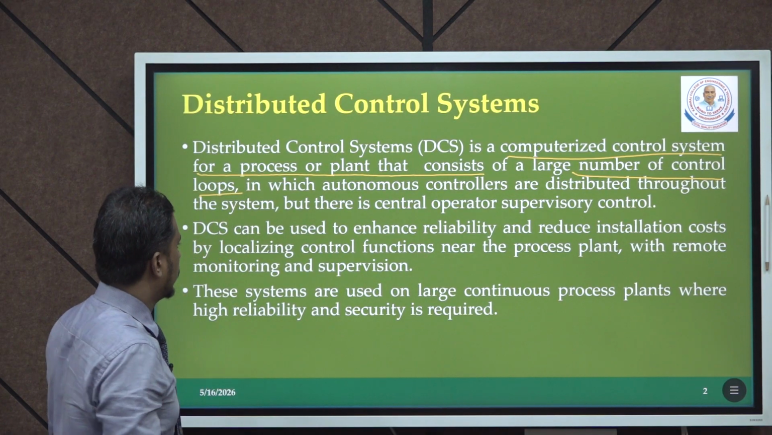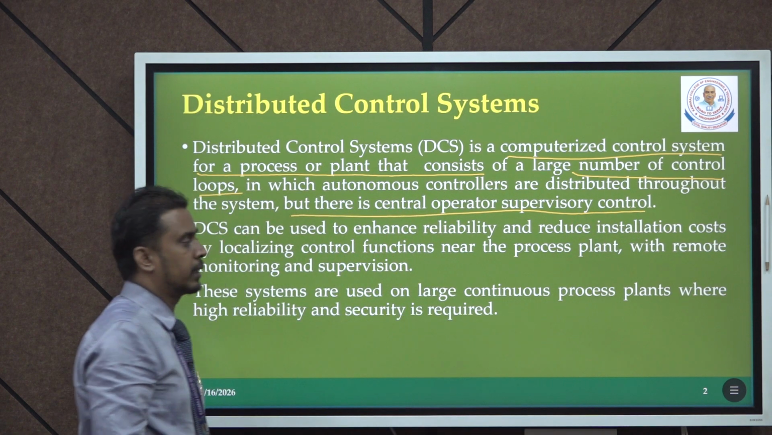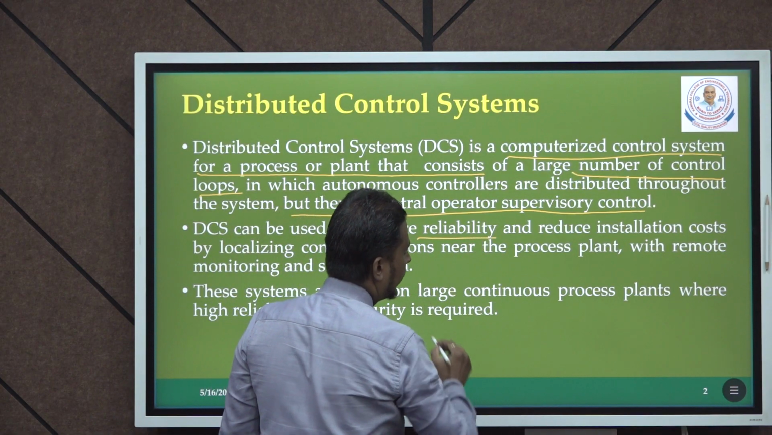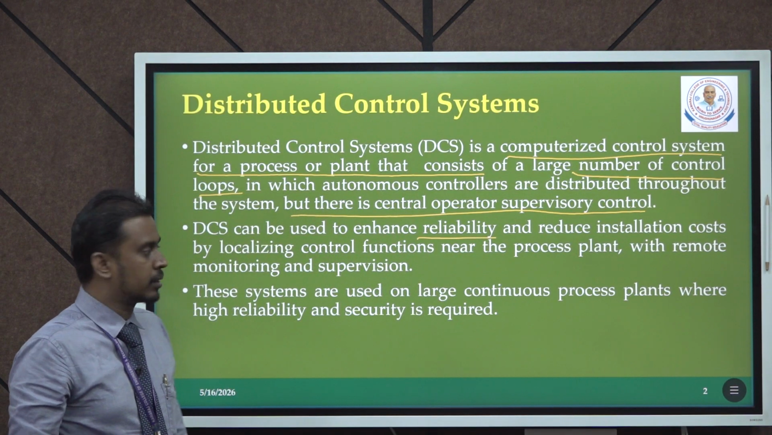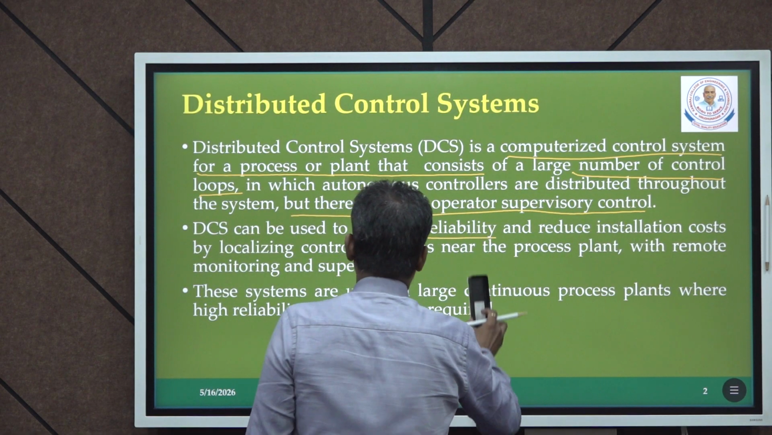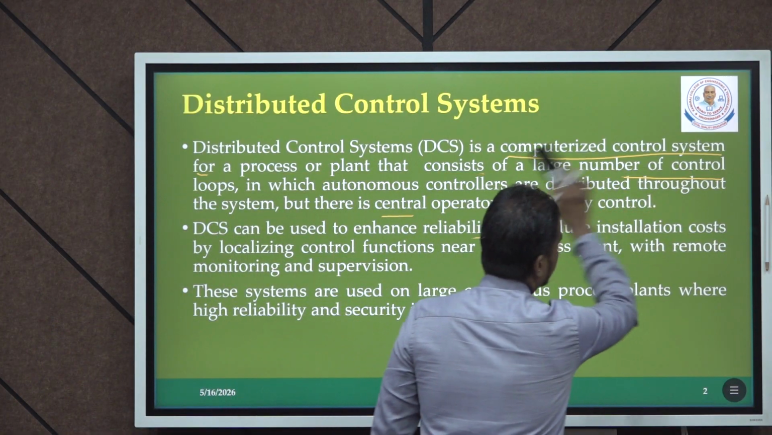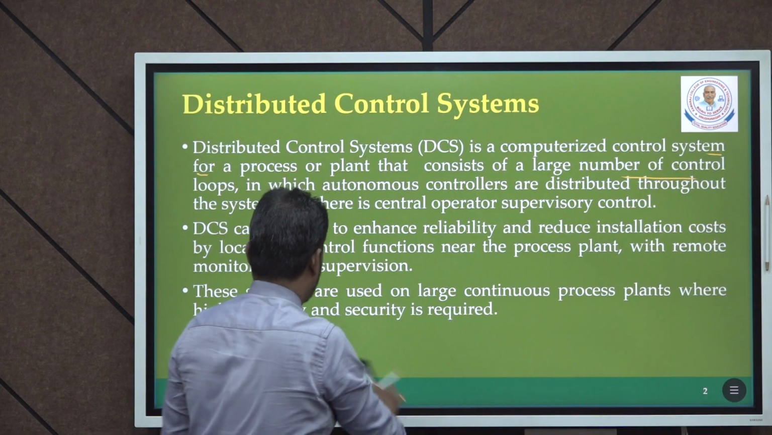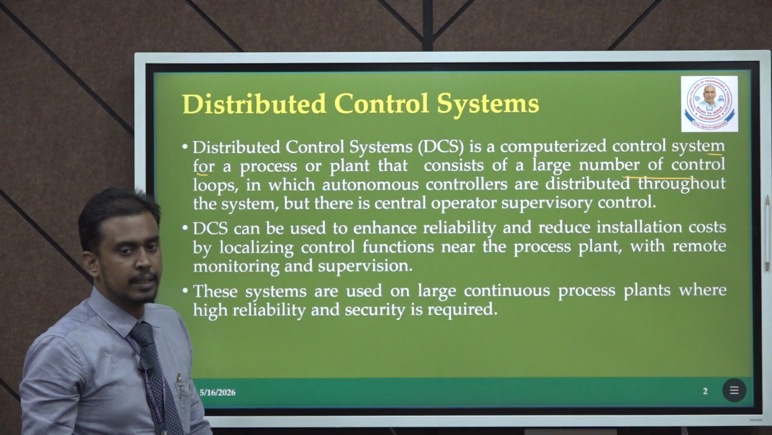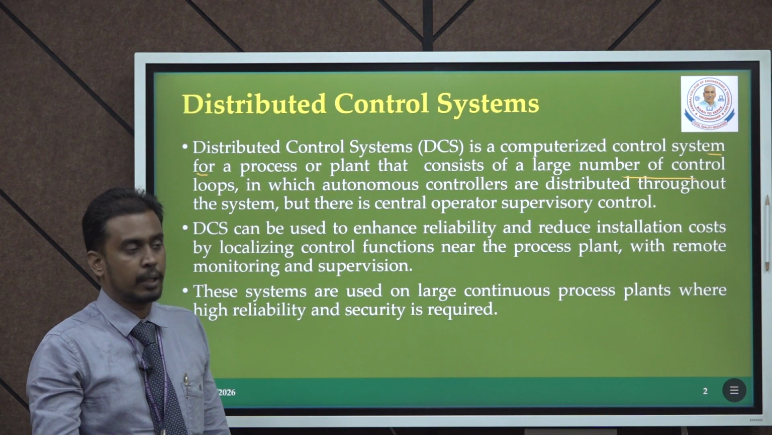And this distributed control system is operated with the help of central supervisory control, and this system can be used to enhance the reliability and reduce the installation cost by localizing the control functions in various remote and monitoring systems. These systems are most commonly used in process industries where very high reliability and security are required.